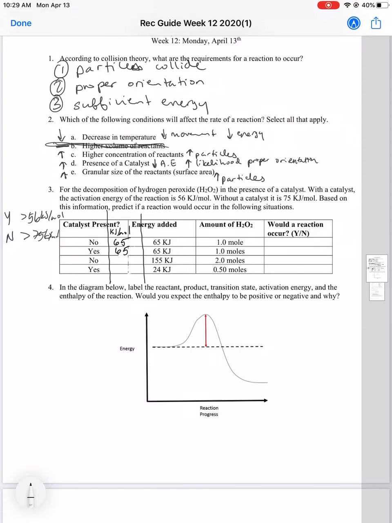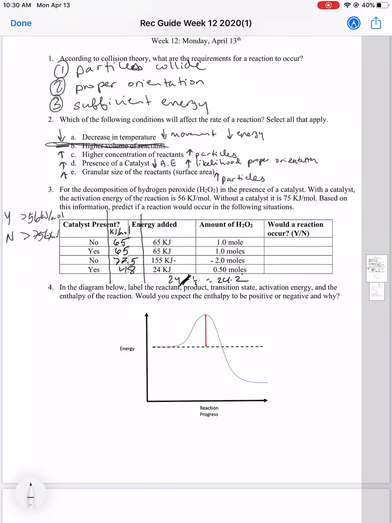155 divided by 2 is going to be 77.5, I believe, kilojoules per mole. And 24 divided by 0.5, that's 24 divided by 1/2, which is equal to 24 times 2, which is 48.